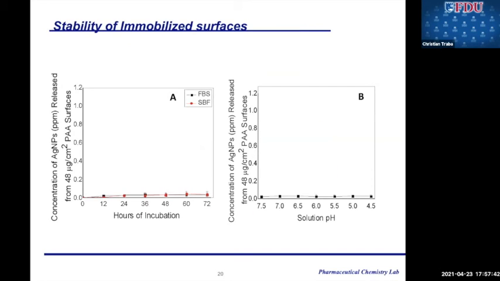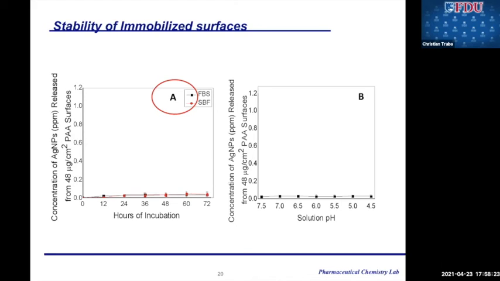In order to study the mechanism of action of our anti-infection surfaces, the release profile of silver nanoparticles from immobilized surfaces was monitored using inductively coupled plasma optical emission spectroscopy. The y-axis on both graphs represents the concentration of silver nanoparticles released from surfaces. Graph A represents exposure of our immobilized surfaces to either 2% fetal bovine serum or simulated body fluid. And this was all done for 72 hours.